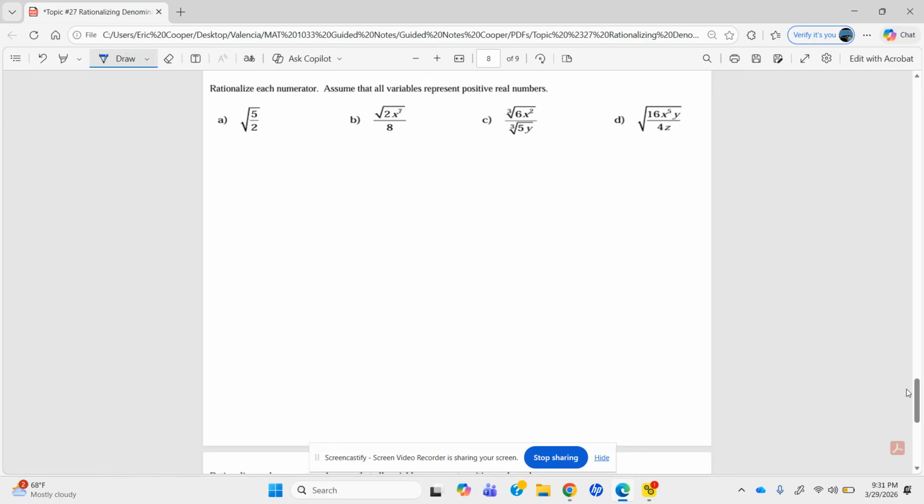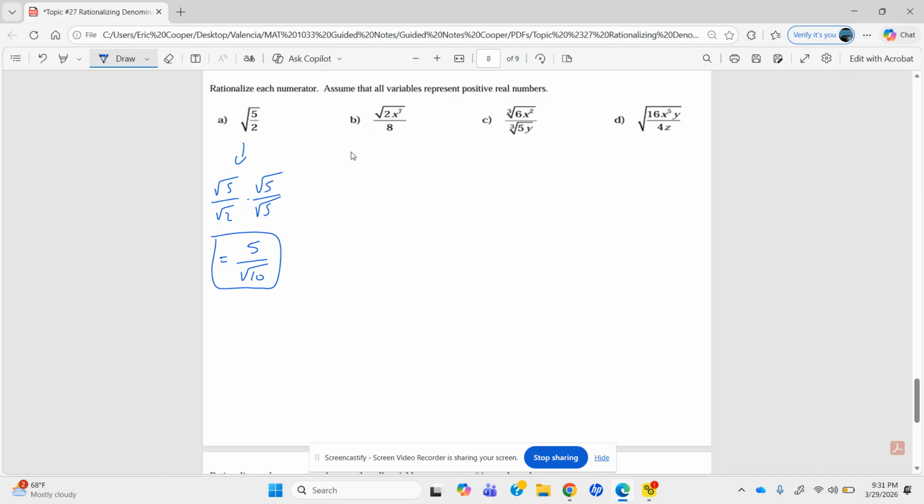Here we're going to rationalize the numerator. So we're going to do the exact same thing, but now we just don't want a radical left in the numerator. So for the first one, it's square root of 5 over square root of 2. We're going to get rid of the numerator radical, so this time I have to choose square root of 5 is what I multiply by. Square root of 5 times square root of 5 is 5. Square root of 2 times square root of 5 is square root of 10. And if we're rationalizing the numerator, that is how we can leave our answer.